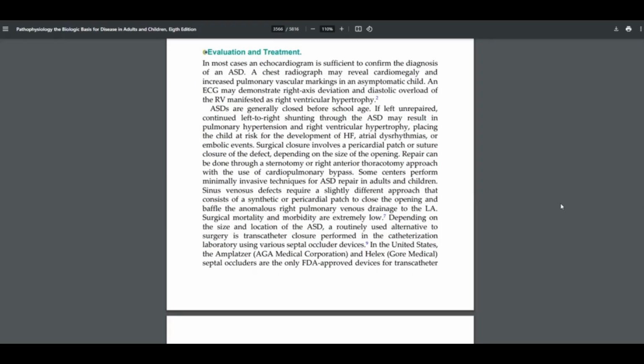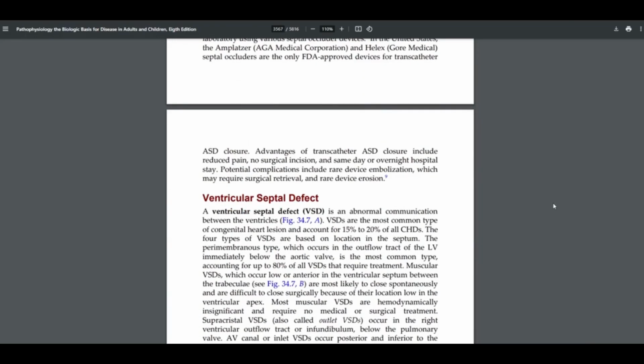A routinely used alternative to surgery is transcatheter closure, performed in the catheterization lab using various septal occluder devices. In the United States, the Amplatzer and Helix septal occluders are the only FDA-approved devices for a transcatheter ASD closure. Advantages of transcatheter ASD closure include reduced pain, no surgical incision, and can be done same day or overnight hospital stay. The potential complications include rare device embolization, which may require surgical retrieval, and rare device erosion.